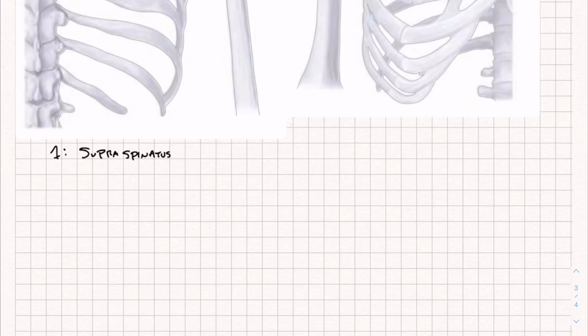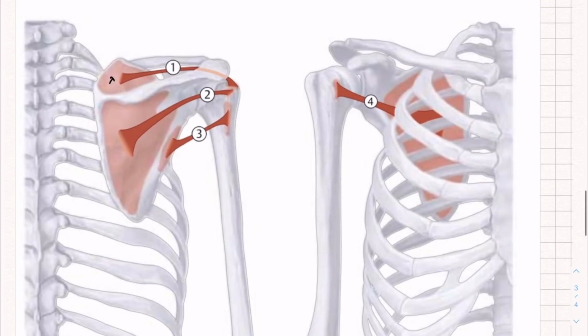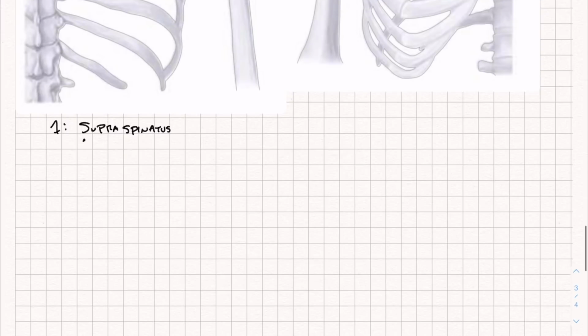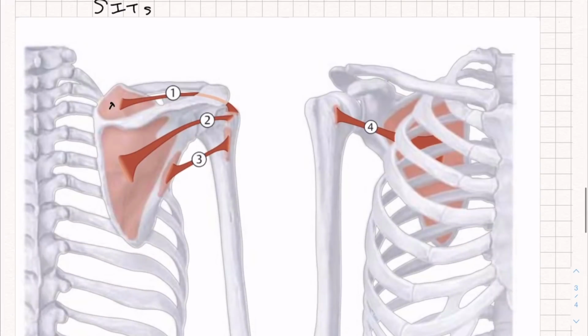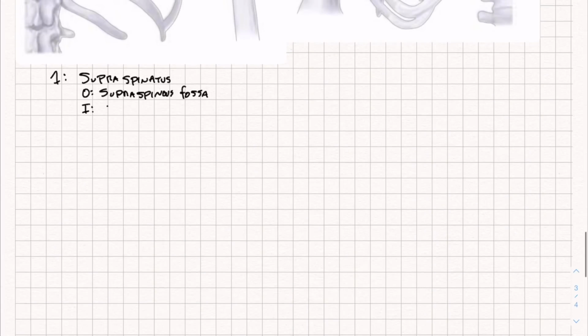Supra meaning above, spinatus referring to that spine of the scapula. It originates in the supraspinous fossa. It inserts, if we look over here where it's inserting into, there's this tubercle in this area. We call it that greater tubercle. So it inserts onto the greater tubercle.